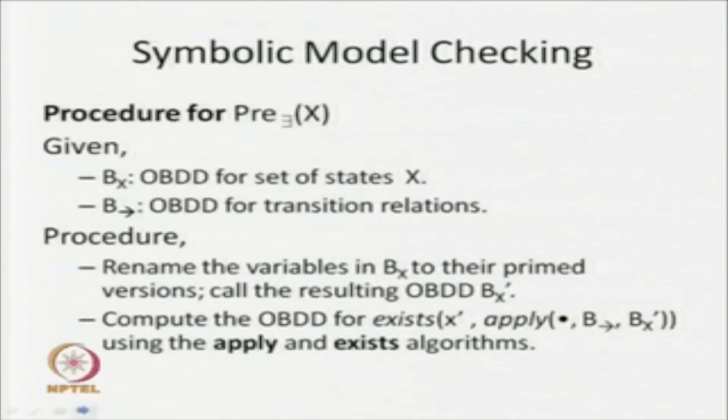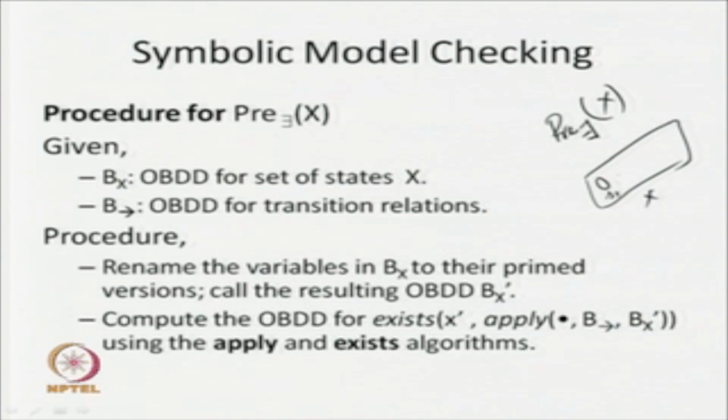Now, how are we going to look into it? We are going to look for a procedure for pre exist X, where the input given to us is B X, the OBDD for the set of states. So, we have a set of states X, say some states S 1, S 2, S 3, something like that. B X is the BDD representation of this particular subset X.